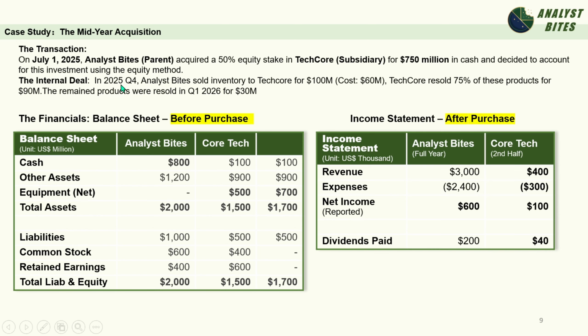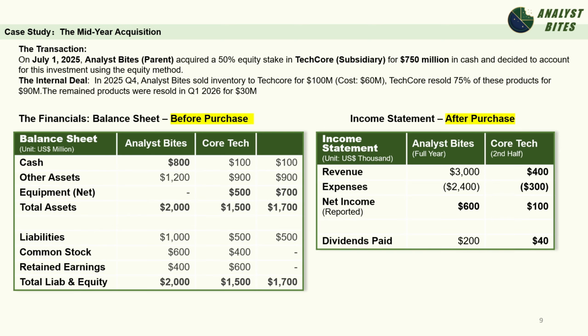In Q4 2025, the parent sold goods to its sub for $100 million. The cost was $60 million. By the end of the year, the sub had sold 75% of those goods to outsiders, leaving the remaining 25% to be sold in Q1 2026.